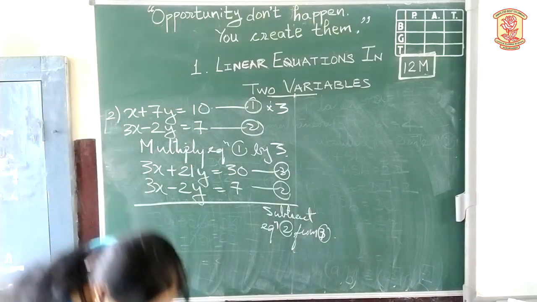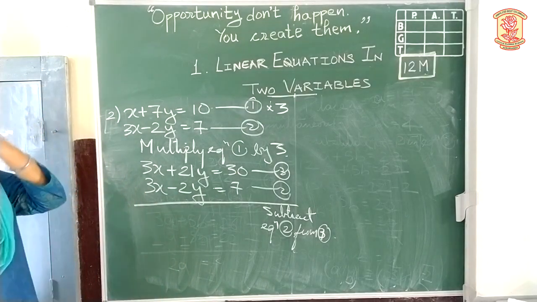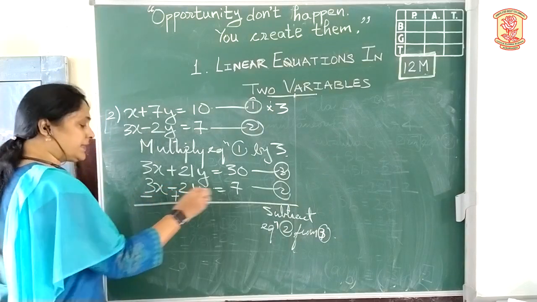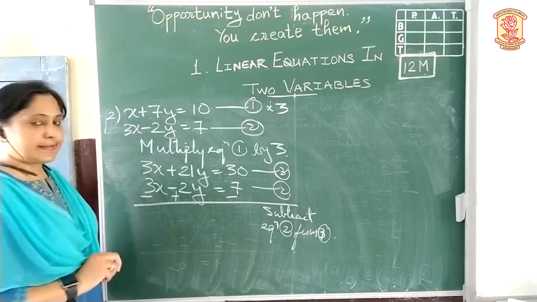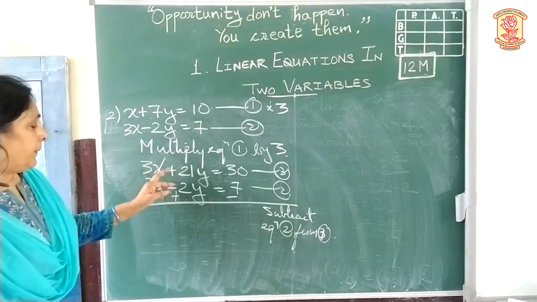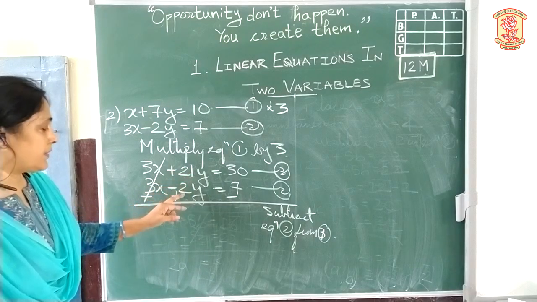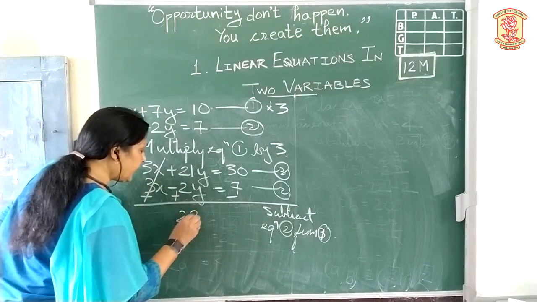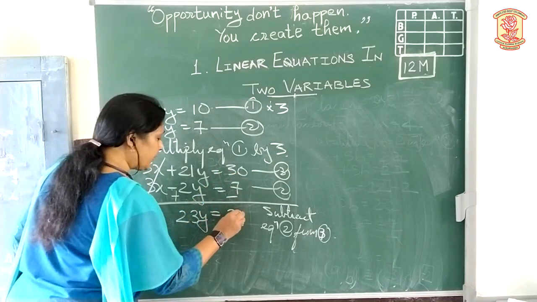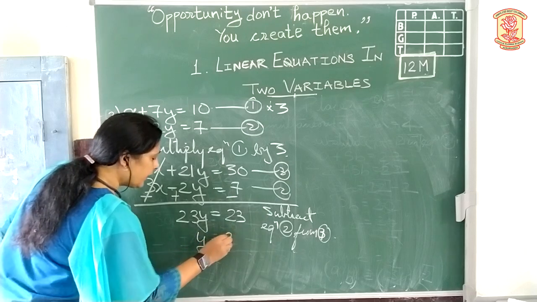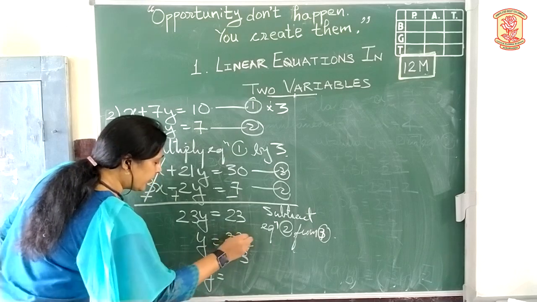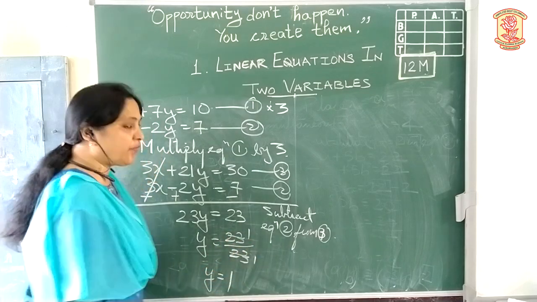So here when we are subtracting, we have to change the signs. Plus 3x becomes minus, minus 2y becomes plus, and plus 7 becomes minus 7. So here plus 3x minus 3x cancels, 21 plus 2, that is 23y equals 30 minus 7, that is 23. So what will be the value of y? That will be 23 upon 23. So y is 23 ones are 23. So the value of y is 1.